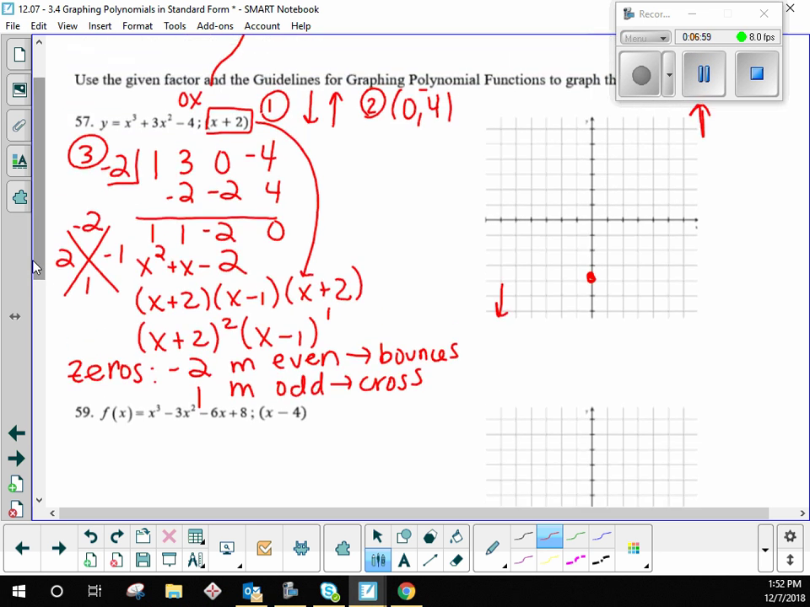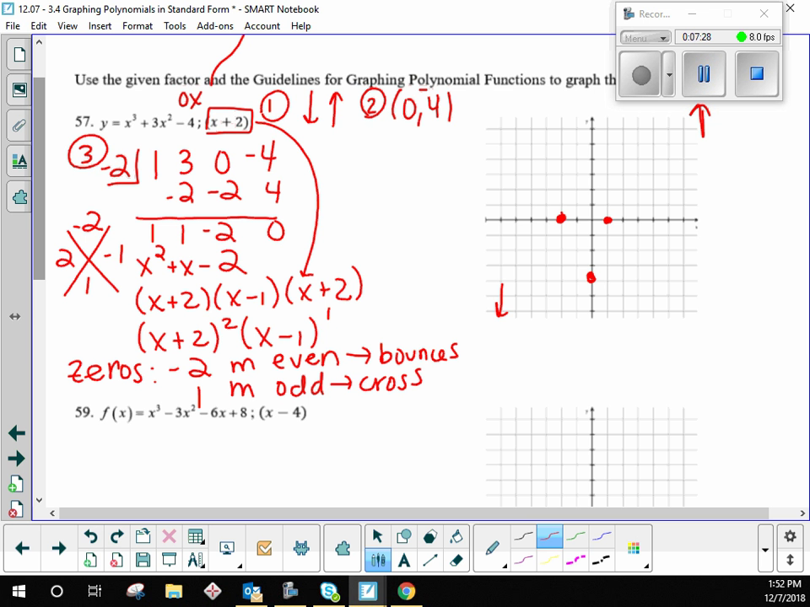So here's how we'll put that information on the graph. I have a root at negative 2, so that's where x equals negative 2, and a root at 1. So now we have, I think, enough information to sketch a rough graph of this function. We're not going to do step 4 on this one, and I'll explain why when we do step 4 on the next problem.